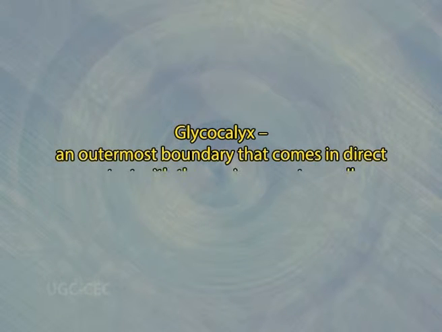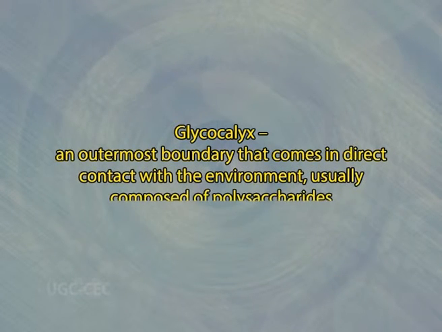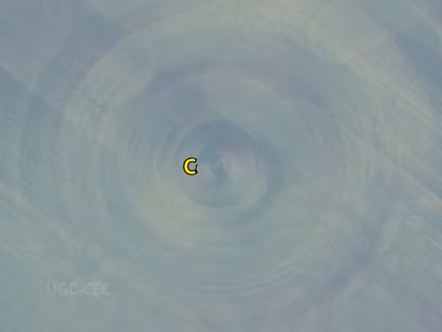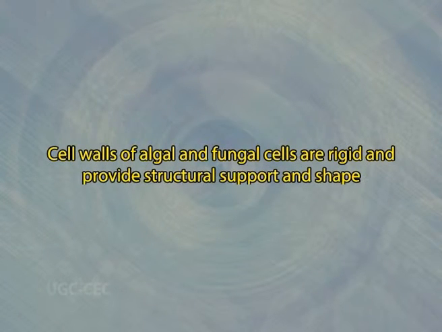Firstly, glycocalyx. It is an outermost boundary that comes in direct contact with the environment. This structure is usually composed of polysaccharides. The glycocalyx contributes to protection, adherence of cells to surfaces, and reception of signals from other cells and from the environment. The cell wall. Cell walls of algal and fungal cells are rigid and provide structural support and shape. Fungal cell walls have a thick inner layer of polysaccharide fibers composed of chitin or cellulose and a thin outer layer of mixed glycans. Cytoplasmic membrane.